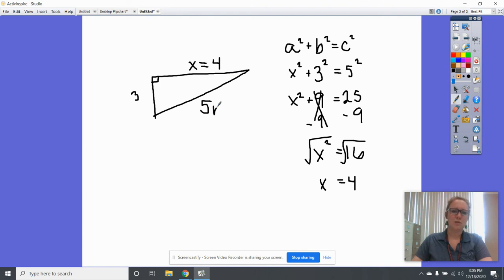Whatever the units are, if this is meters, then this would be 4 meters. There you go. That is finding the missing leg of a right triangle using the Pythagorean theorem.